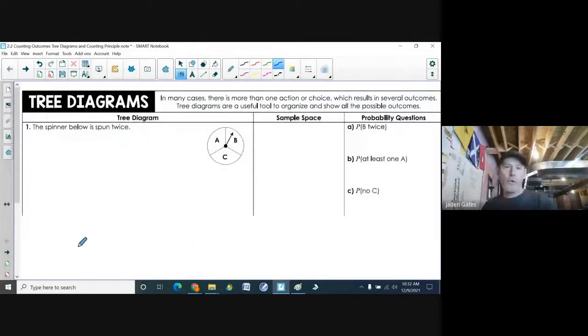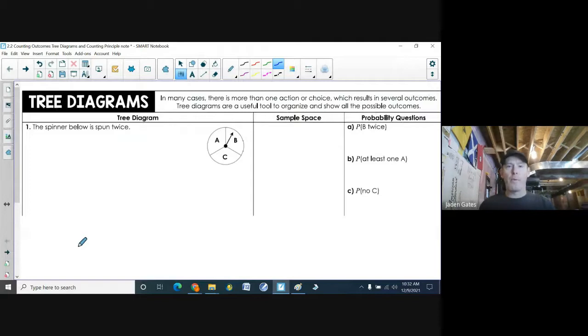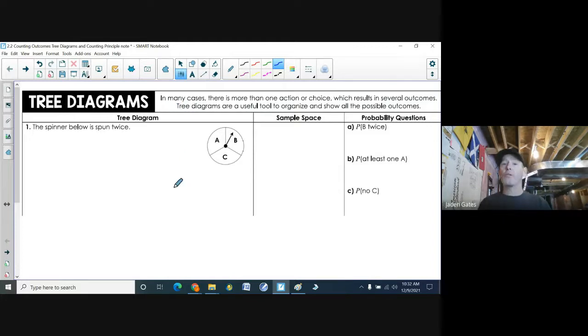All right, so next up, again continuing with probability, but we're going to look at a different situation in that, well, I'm just going to read this, in many cases there is more than one action or choice, which results in several outcomes. So we're going to do what's called a tree diagram, because they're a useful tool to organize and show all possible outcomes.